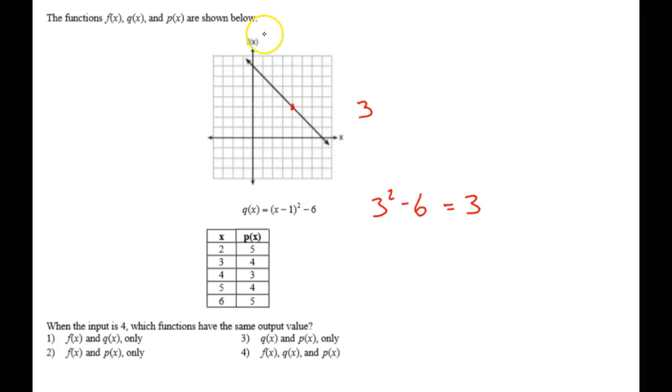So right away I know f of x and q of x have the same output value for an input of 4. Then I go to the table of values. When my x value is 4, my output value is 3. Input is 4, output is 3. So for each of these functions, when the input value, the x value, is 4, the output, the y value, the function value is 3. So the correct response would be 4. F of x, q of x, and p of x, all of those have the same output value for the input of 4.